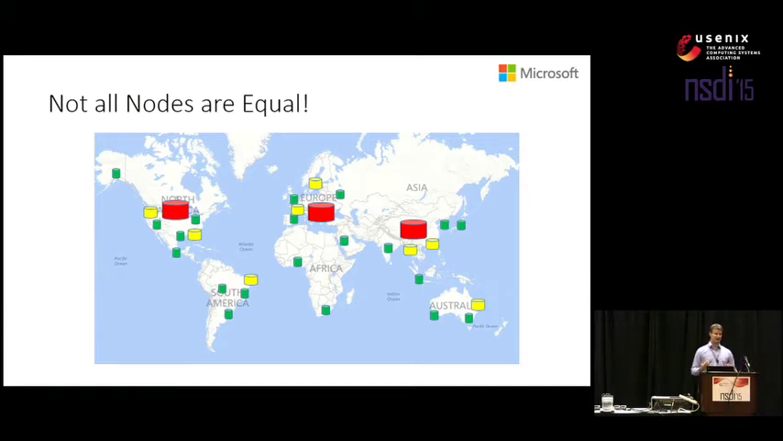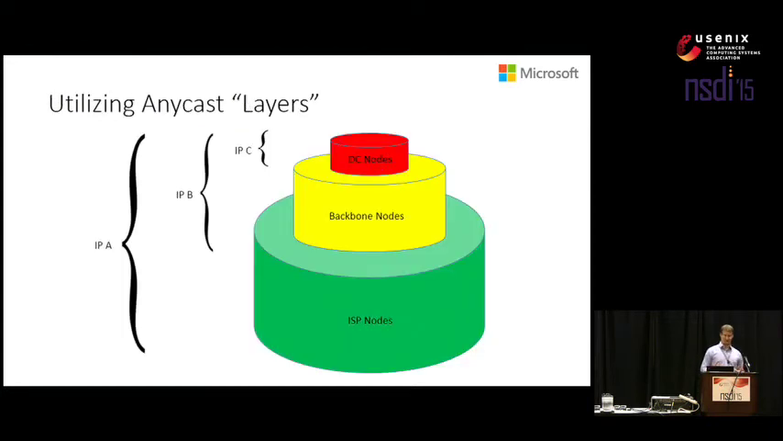So how do we take advantage of these? Well, we're going to use what we're going to term layers of Anycast addresses. So here we've got 3 different Anycast addresses. The first one is IP address A. IP address A, every single edge node, no matter where it is, announces that particular IP address.